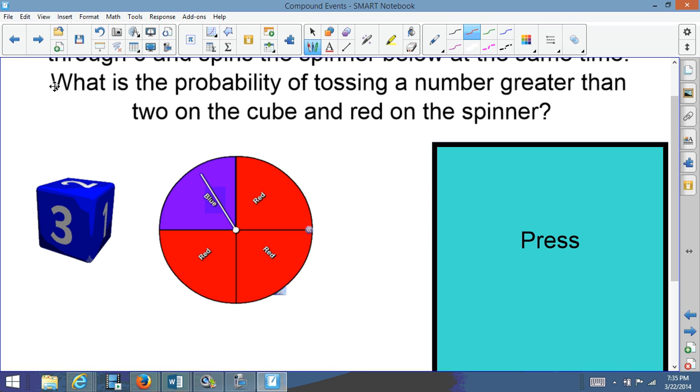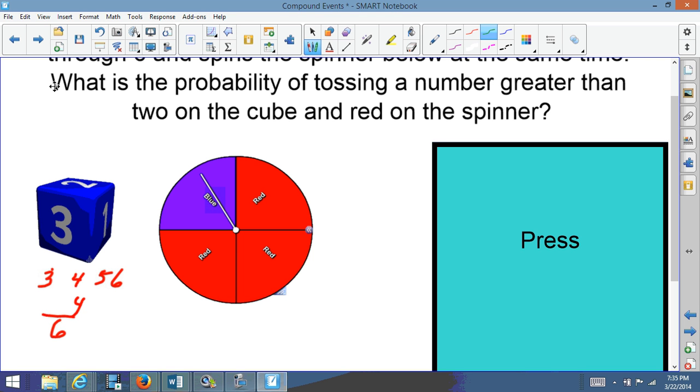All right, well, let's look at the cube. So we're looking for a number greater than 2. What numbers are greater than 2? Well, we got 3 right there, 4, 5, and 6. Those numbers are greater than 2. So out of the 6 numbers, there are 1, 2, 3, 4 numbers that are greater than 2.